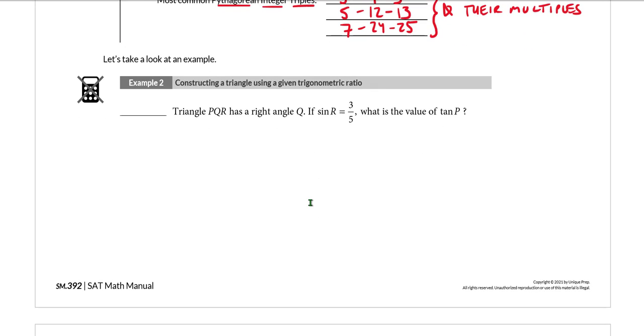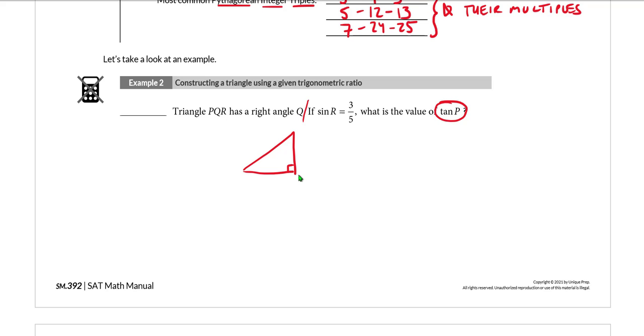Let's take a look at an example in which we are not given a triangle, and therefore we will want to, or need to, construct a triangle using the information in the question. If you are comfortable with trig, confident with trig, you may want to do this question on your own. Pause the video and do so. In example 2, we are told that triangle PQR has a right angle Q. We are told that the sine of angle R is 3 over 5, and what do we need? We need the tangent of angle P. So again, what are we going to do? We're going to draw a representative right triangle. So let's draw a right triangle.